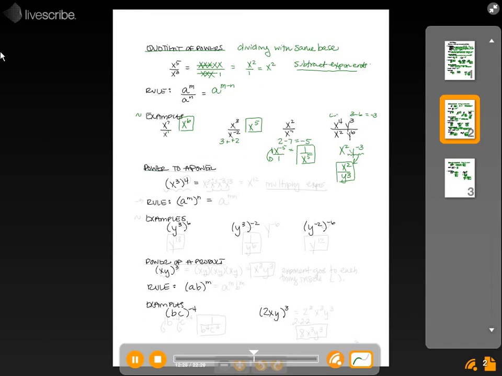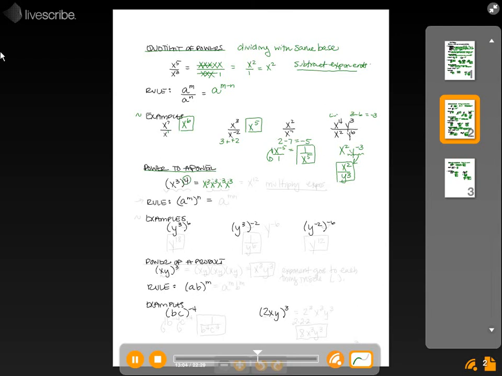The next rule is a power to a power. And what this means is that you've got something in parentheses with an exponent raised to another exponent. So it's an exponent raised to an exponent. And our example here is x cubed to the 4th power. So in the parentheses, we've got x to the 3rd power, and then all of that is raised to the 4th power. Well, if we have something raised to the 4th power, that means it times itself 4 times. So this is really x cubed times x cubed times x cubed times x cubed. We have 4 of those because that's what our exponent is.